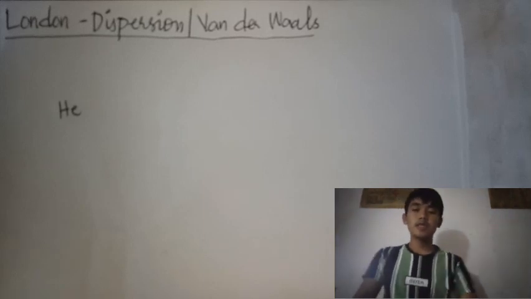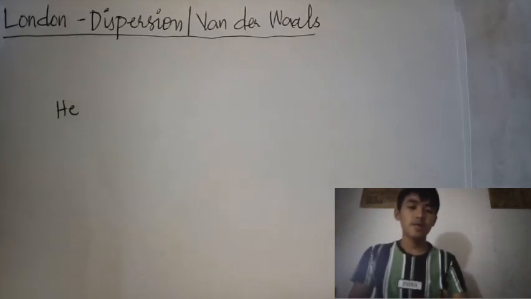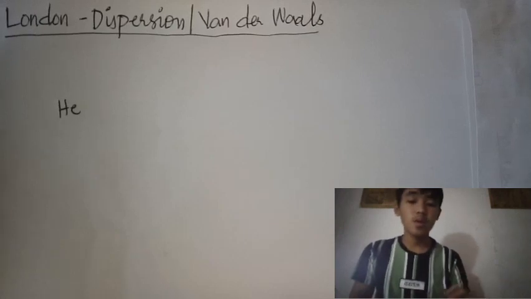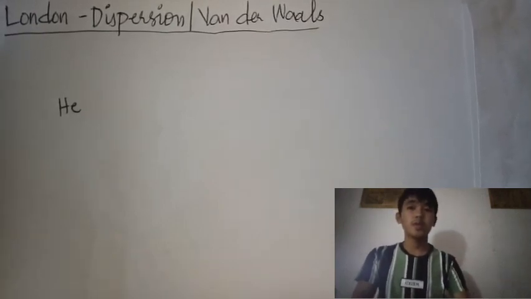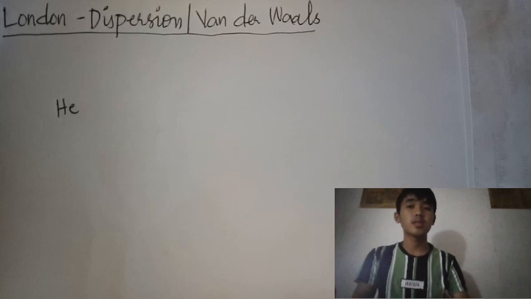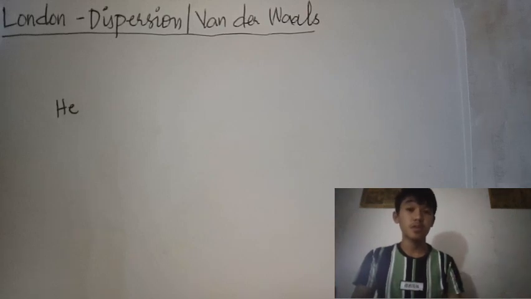So let's proceed to the last type of intermolecular forces. We have the London dispersion force, also called the van der Waals force. This is the weakest of all intermolecular forces. They are found in everything. In any molecule or ion, there is this London dispersion force, and they are more significant in nonpolar molecules.